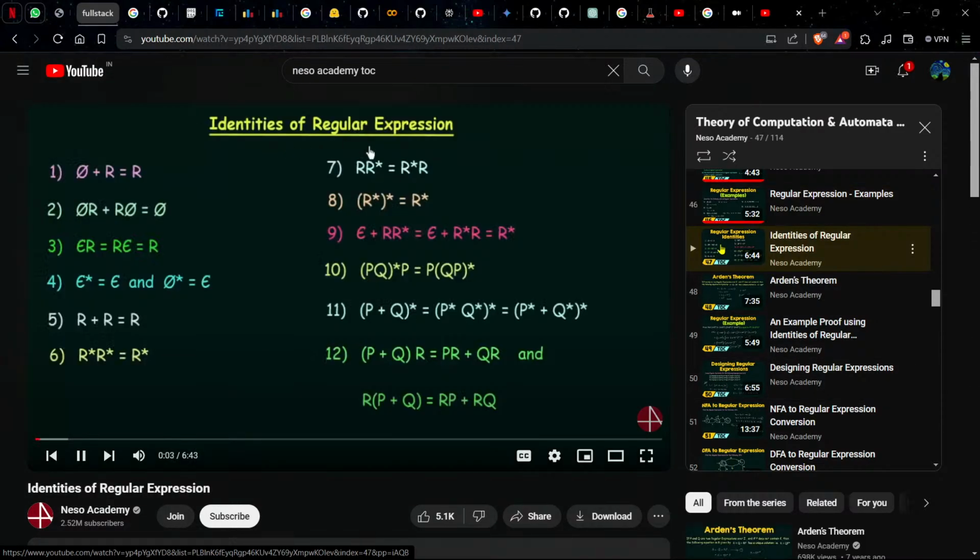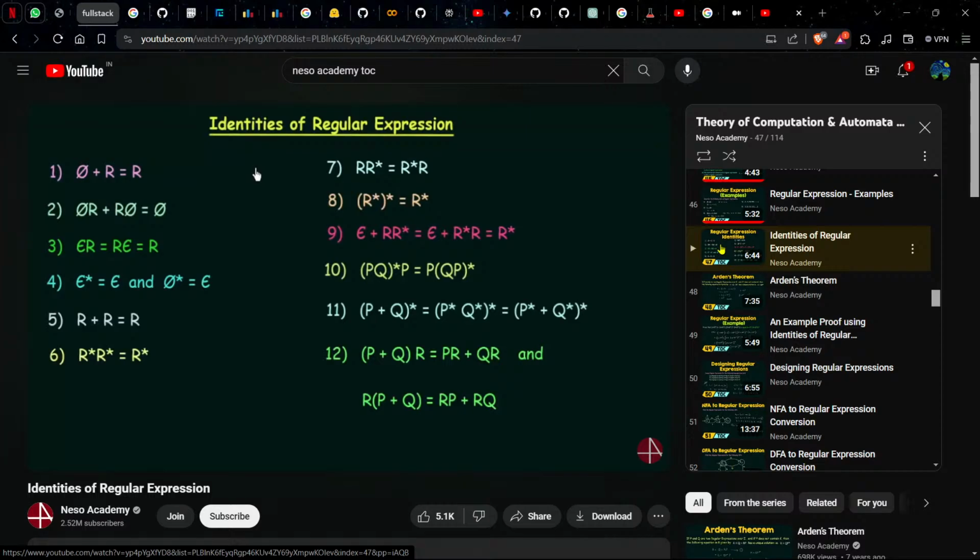In this lecture, we will be seeing some of the identities of regular expressions. These identities are important when you solve problems related to regular expressions. Also, if you are given exams, these identities are important because sometimes you get direct questions based on them. Alright, so let's get started.